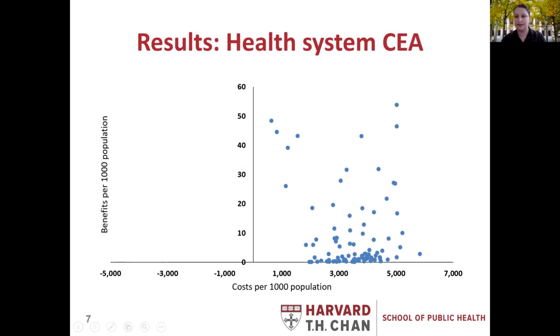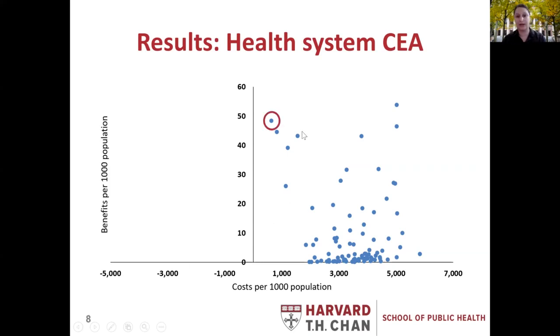So here, looking at a cost effectiveness plane with cost per 1,000 population on the x-axis and benefits per 1,000 population on the y-axis, we can see that novel TB vaccination produces positive benefits for positive costs in all 92 countries that we examined. Vaccination was cost effective at a 1 times GDP per capita threshold in 59 out of the 92 countries. So again, these results are for the health system perspective, which excludes those non-medical and productivity costs.